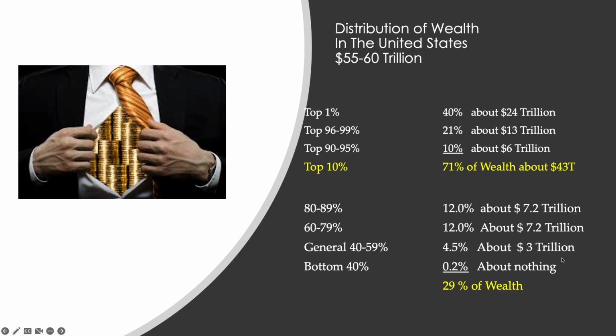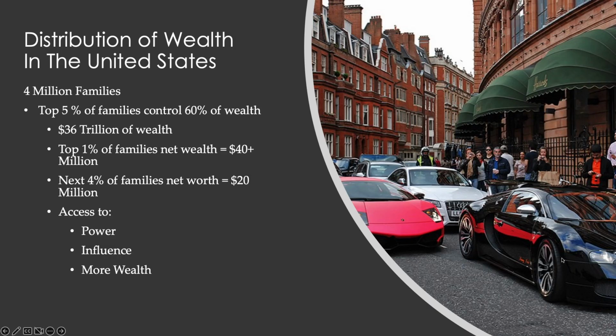I don't know how long and how sustainable this is. Well, let's just say there's 100 million families. That makes my math easier. There are about 350 million people in the United States that we know of, or that have filled out tax returns. We're going to say 100 million families out of that. The top 5% control 60% of the wealth. That's 36 trillion. Again, the top 1% control just so.